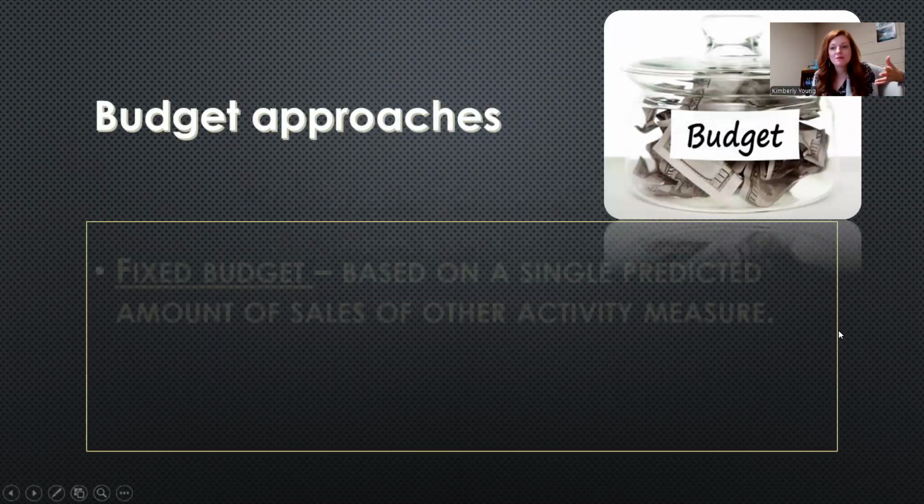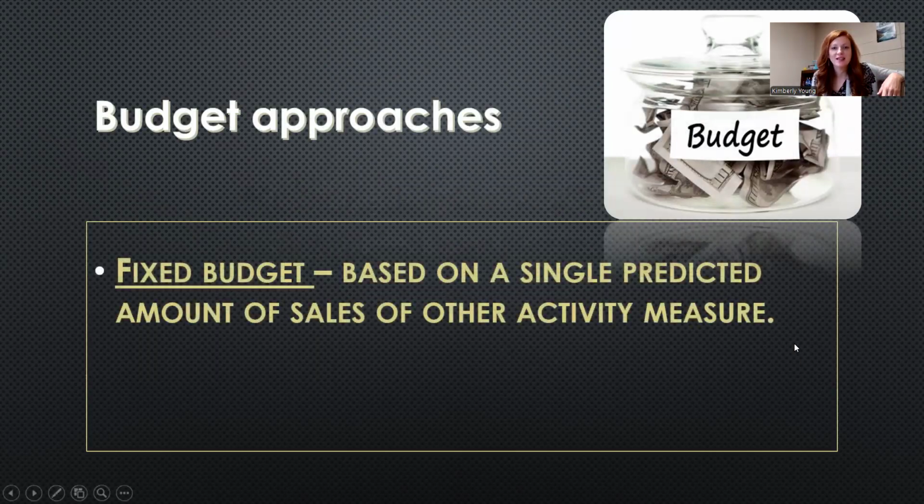So there are a couple different approaches to budgeting. One of those is a fixed budget, and this is what happens a lot of times with companies. They make a fixed budget, and that is just we predict that this is how much we're going to have in sales, this is how much we're going to produce, and we're basing the whole budget on that one idea.